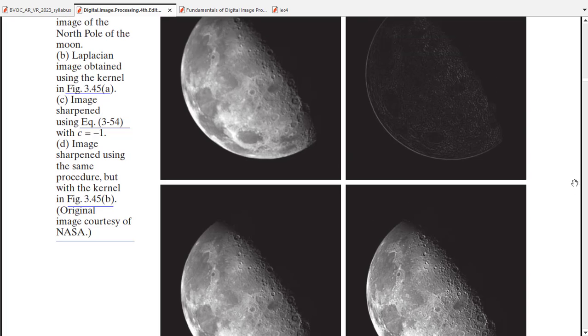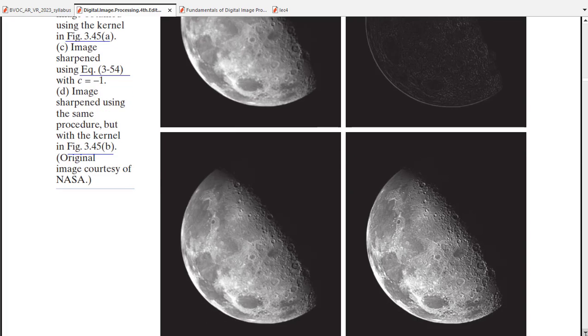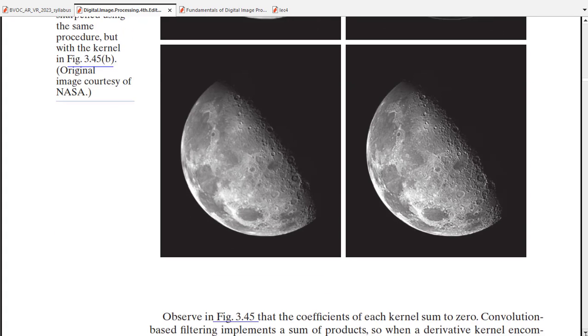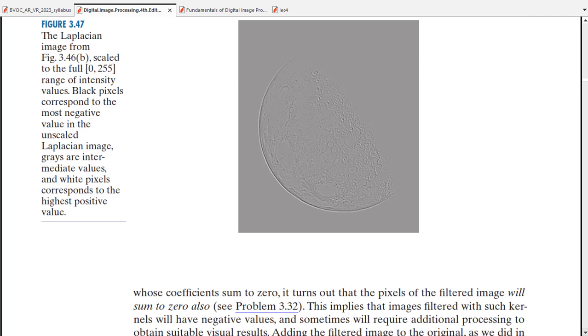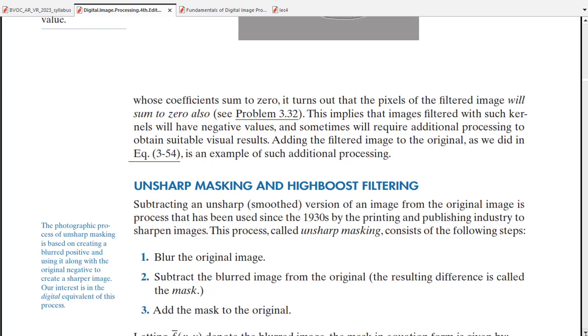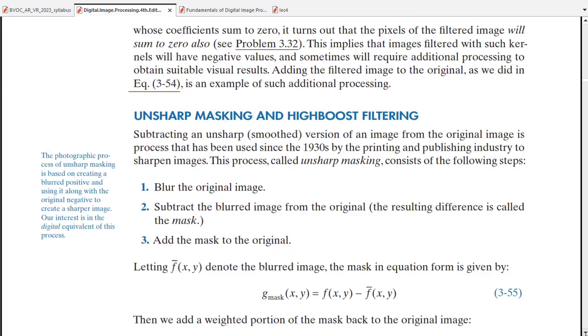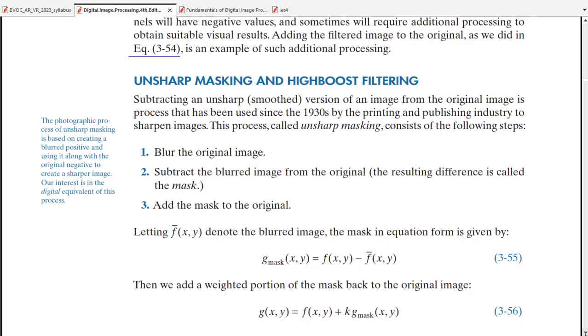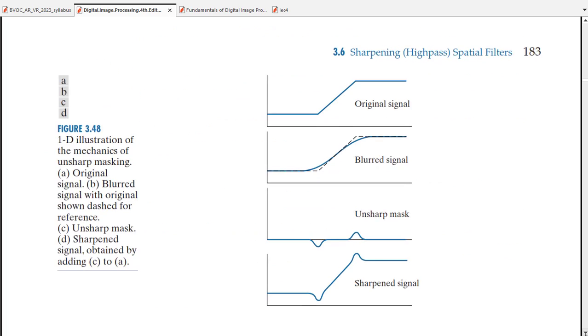We will see how to produce the intensity at this level using unsharp masking and high-boost filtering. So we blur the original image, subtract this blurred image from the original, and finally add the mask to the original. Here is an example showing the original image, blurred image, unsharp mask, and sharpened image.